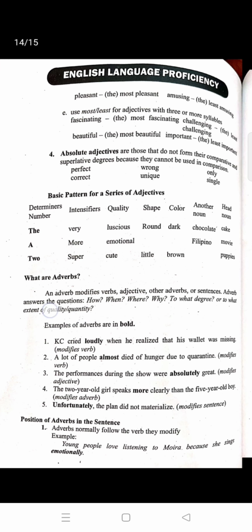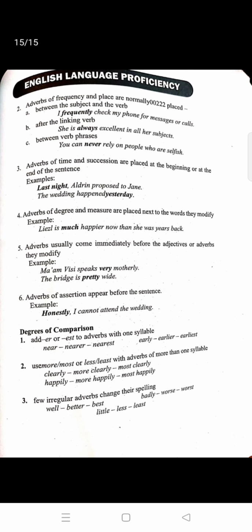I frequently check my phone for messages or calls. Next is between the subject and the verb. So it's between the subject and the verb. Your subject is I, frequently checked. Your verb is checked. So it's between the subject and the verb. It could also be after the linking verb. She is always. So your linking verb is and your adverb is always.